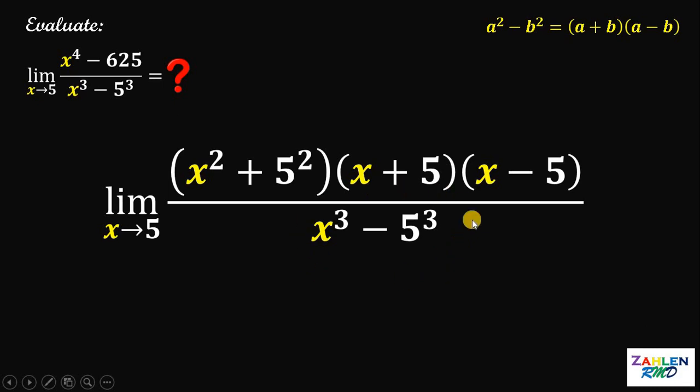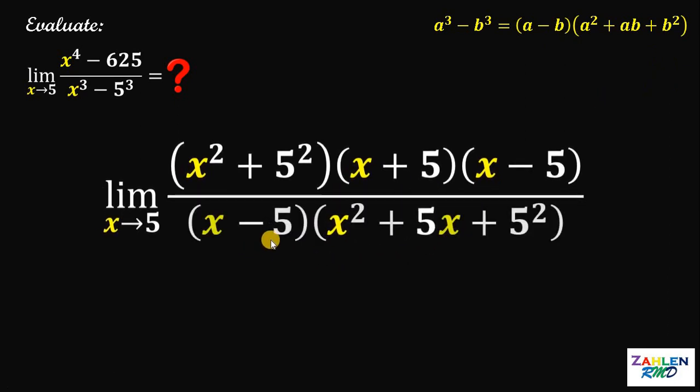Now, on the denominator, we have a cube minus another cube. Therefore, we can apply the difference of two cubes. So, if we have a cubed minus b cubed, it is equivalent to a minus b multiplied by a squared plus ab plus b squared. Therefore, our denominator can be factored as x minus 5 times x squared plus 5x plus 5 squared.